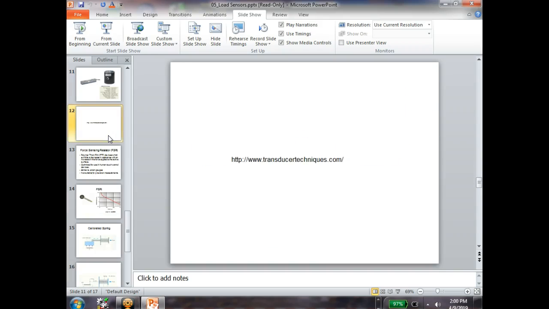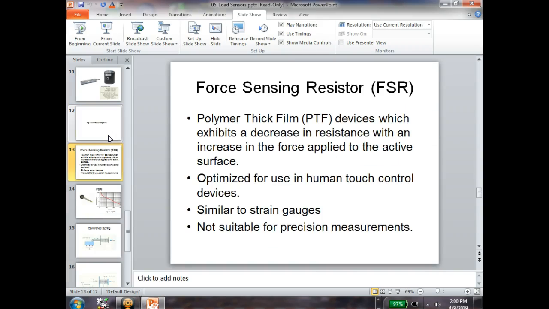Then we looked at the FSR. So this guy varies its resistance, very similar to a strain gauge, right? But these are usually for low forces. They're not extremely accurate like a load scale. Okay?